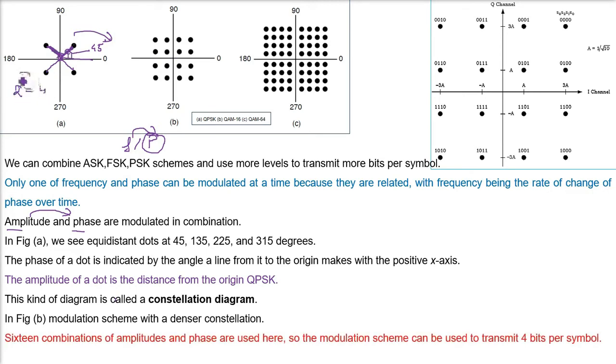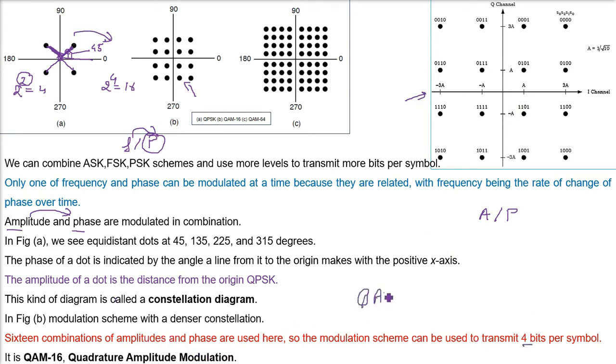As I said, here 2 to the power 2 is 4, so you can send 2 bits per symbol: 00, 01, 11, 10. In this, 2 to the power 4 is 16. You can send 4 bits at a time per symbol, like 0100 or 1110. 16 combinations are there. Not only about phase, but we are combining the amplitude and the phase. So the modulation scheme can transmit 4 bits per symbol. This is called QAM 16, or Quadrature Amplitude Modulation 16.